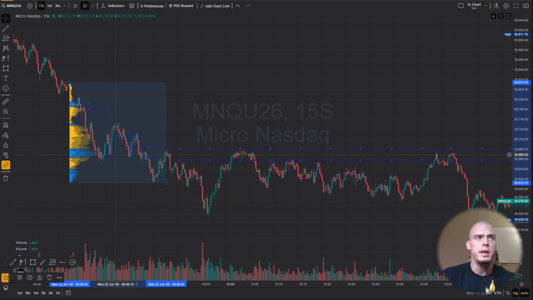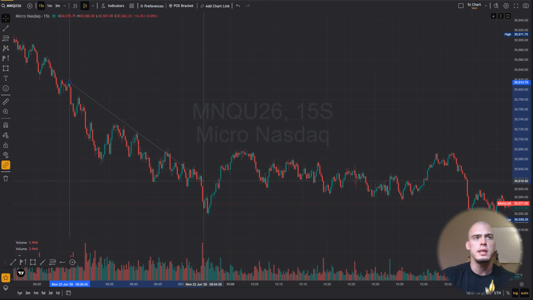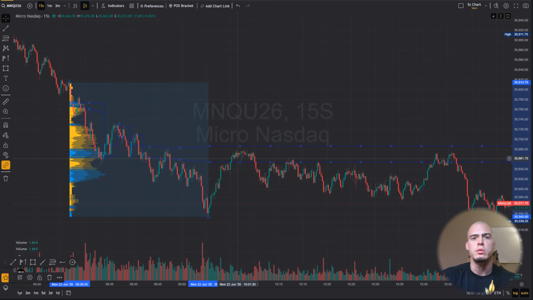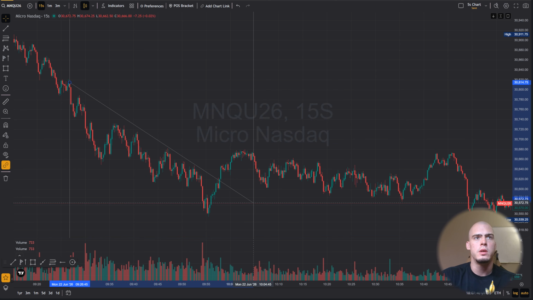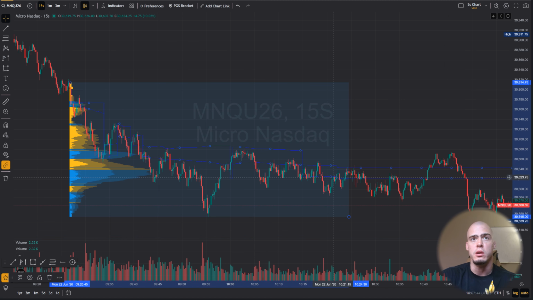Value is here, value is here, value is here, where this blue band is. It continues down, value is here. We're still in a downtrend, so we can sell that. Value is here. As this goes through, we see that the value moves lower, and then price goes above that.